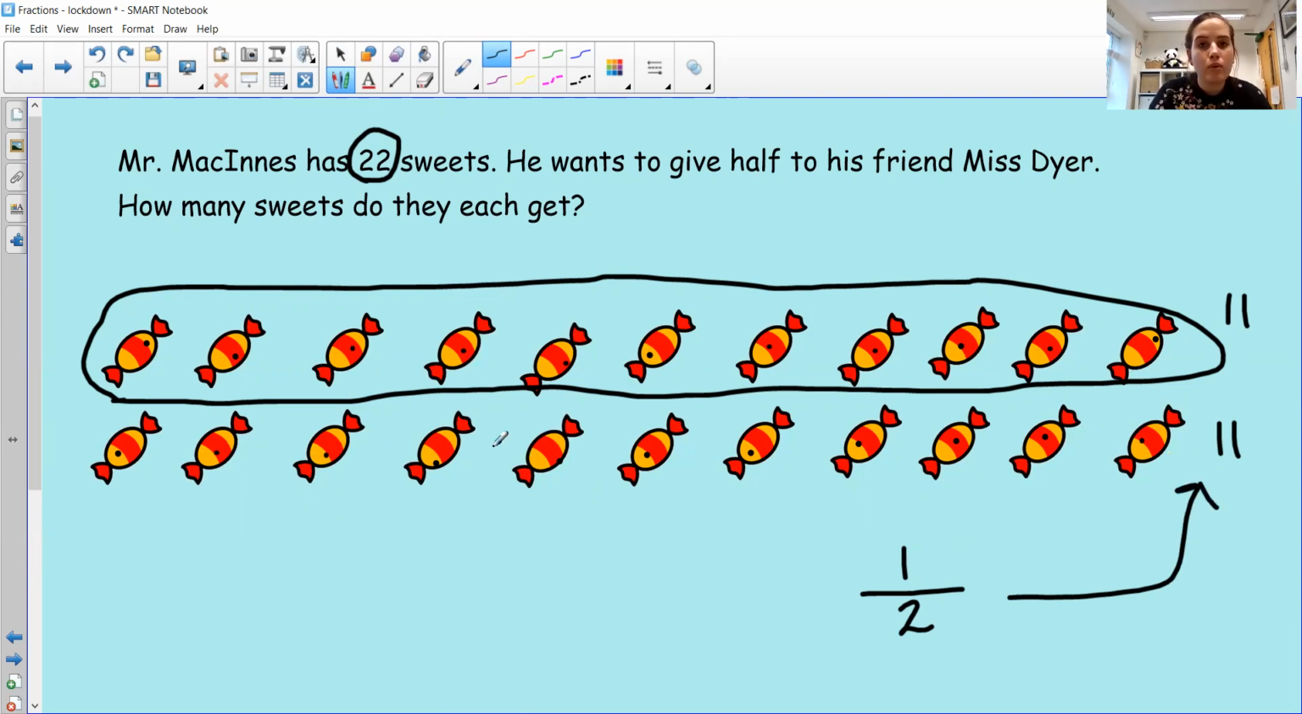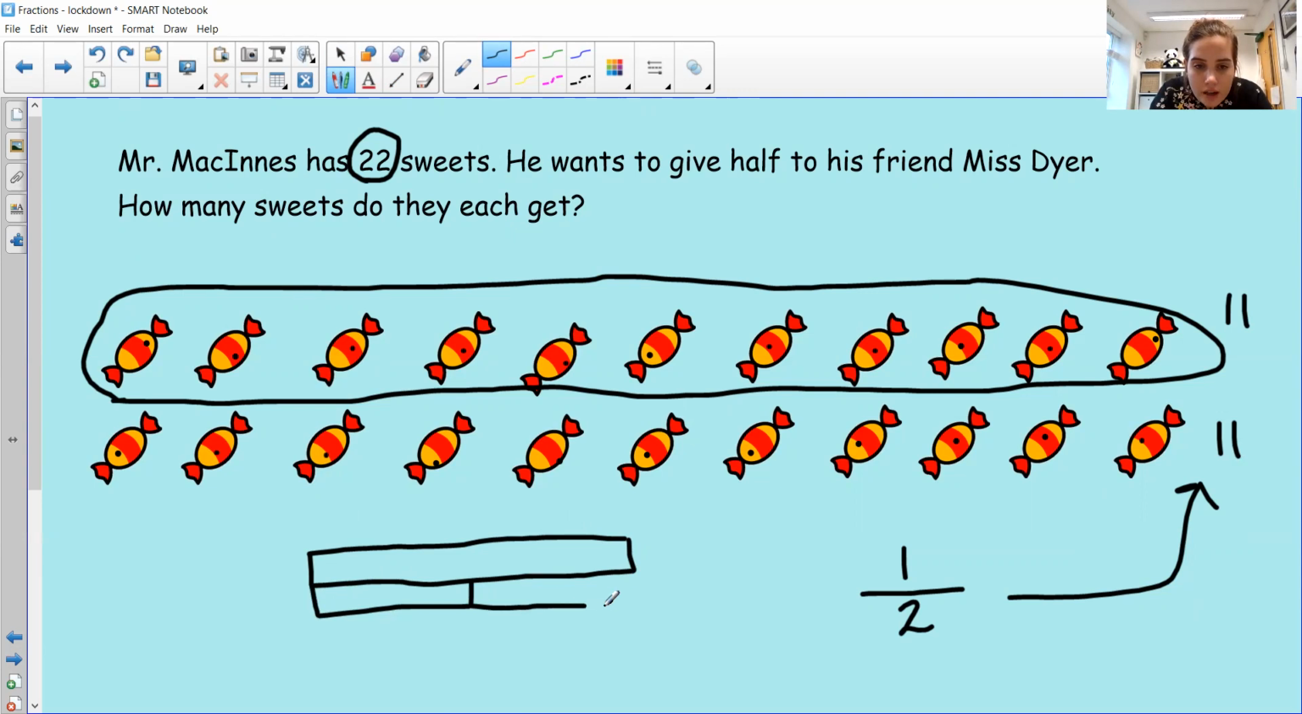Now, one of the things that I want to go through now with both my cats and my sweets is the bar model, because this is excellent if you're doing any fraction work at home. Who can tell me what the whole number is? This doesn't have to be picture perfect or straight lines or anything, just as long as you've got the concept. I'm doing this on a smart board, haven't got a ruler.